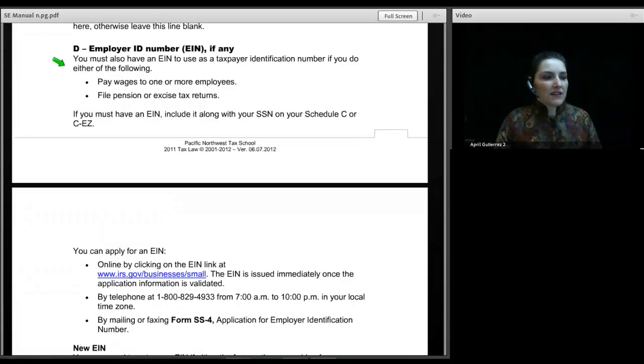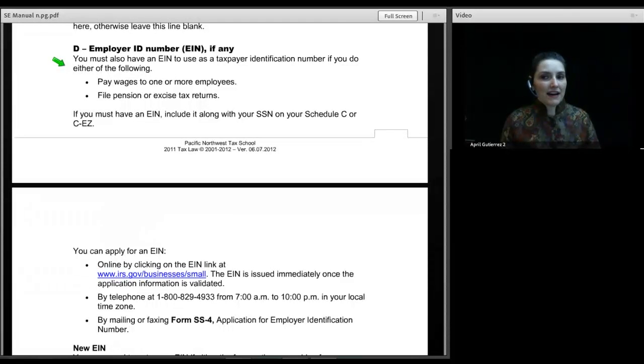Now, it used to be in the olden days that the only way you were ever given an EIN is if you were going to have employees. That's why it's called an employer identification number, because the IRS issued it to employers so that employers could then put that number on the W-2s that they handed out to their employees and also on the payroll reports.